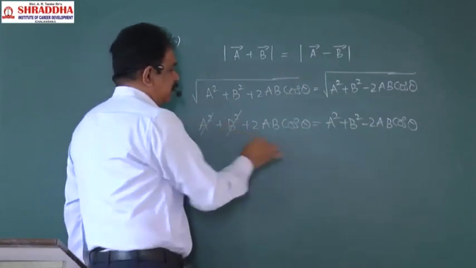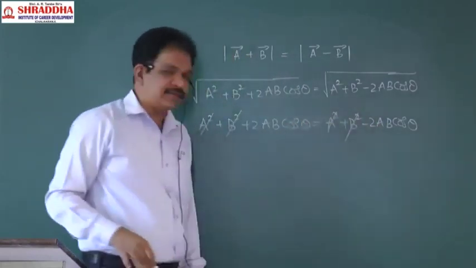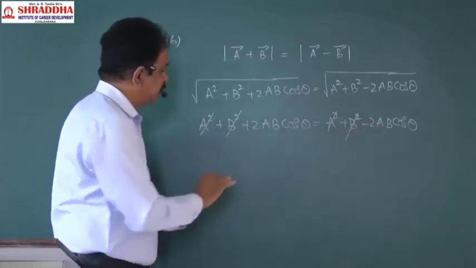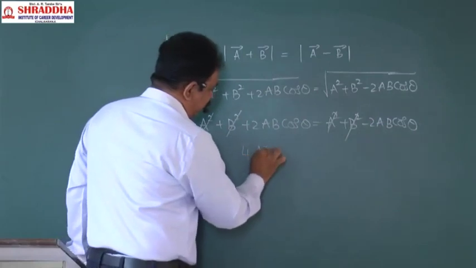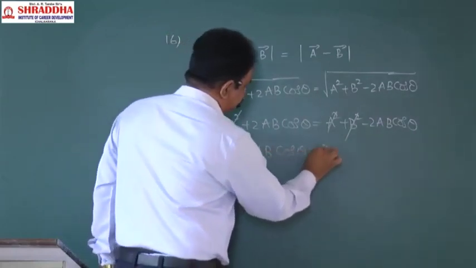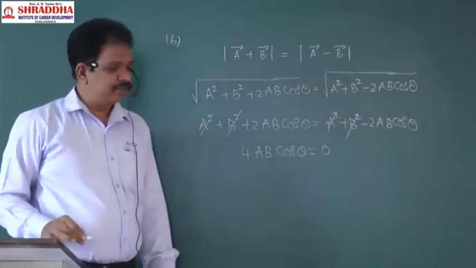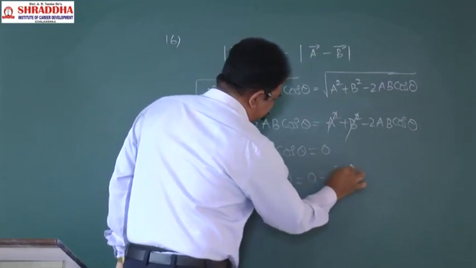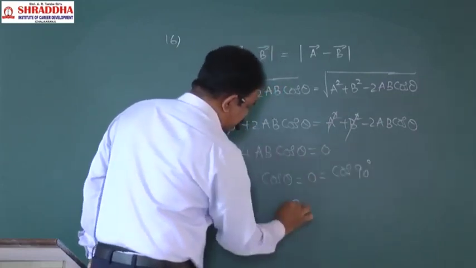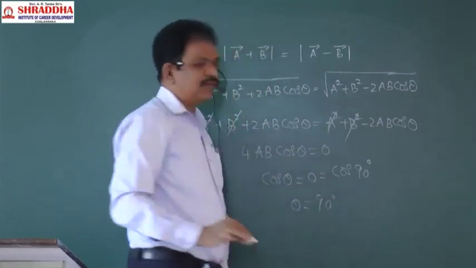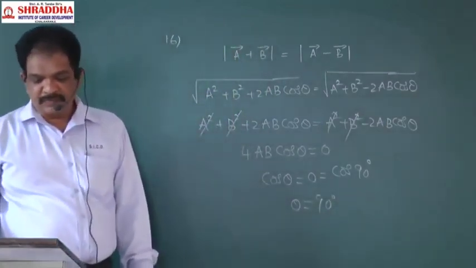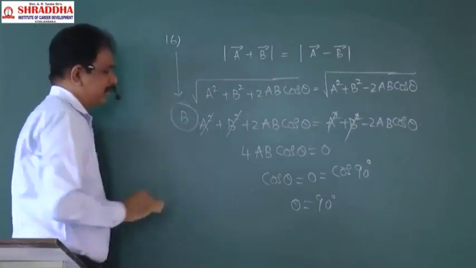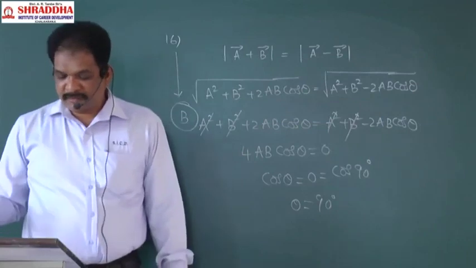A square will cancel, b square on both sides. Bring this one to this side. 4ab cos theta is equal to 0. Cos theta is equal to 0. This is cos 90 degrees. Theta is equal to 90 degrees. So 16, it will be B. That is the answer for that.